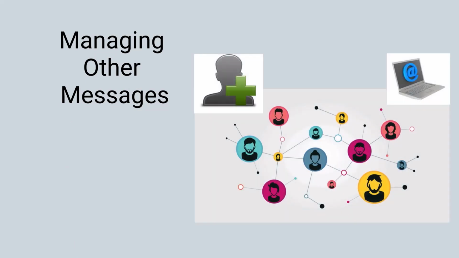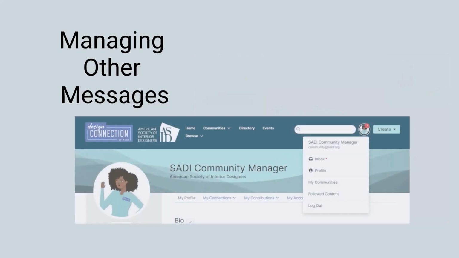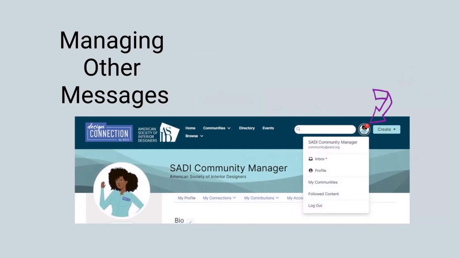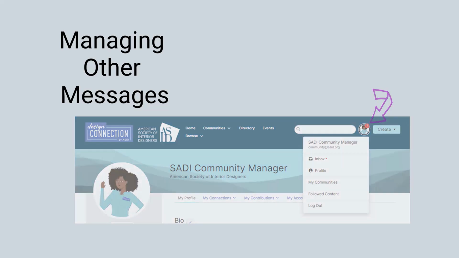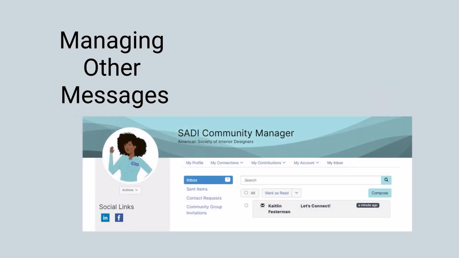Let's transition to talking about non-digest messages. These messages include reminders like contact requests or when you have been mentioned in a discussion post. These types of messages will always go to your Design Connection profile inbox. You will see when you have a notification because, like other social media platforms, there will be a little red number in the corner on top of your profile photo. To view your notifications, head to your inbox by clicking that photo and selecting Inbox from the drop-down menu. Any unread messages will show in bold font with a number in the left column.